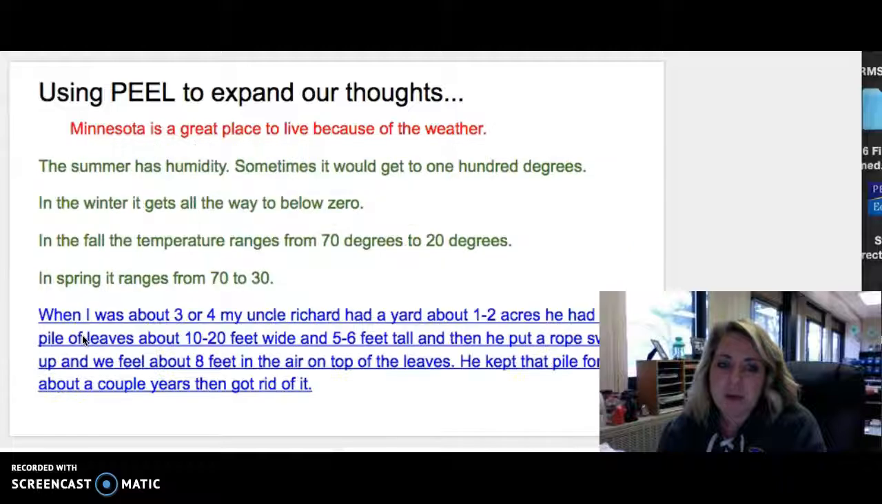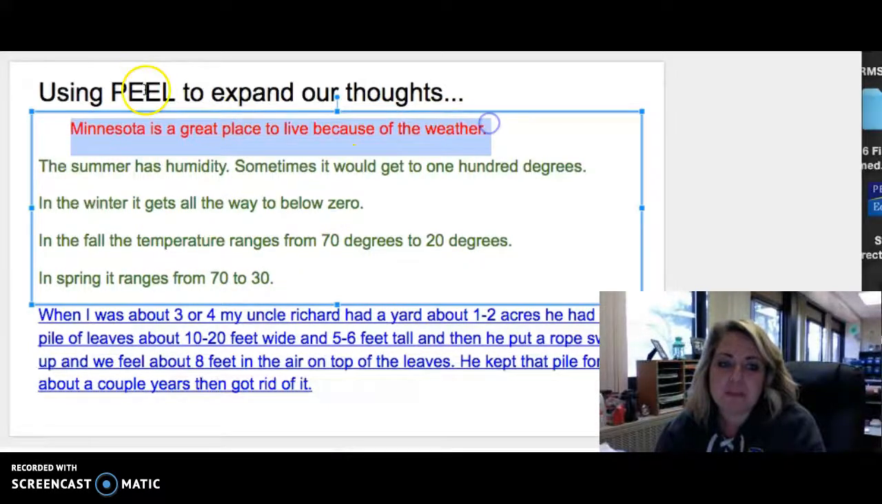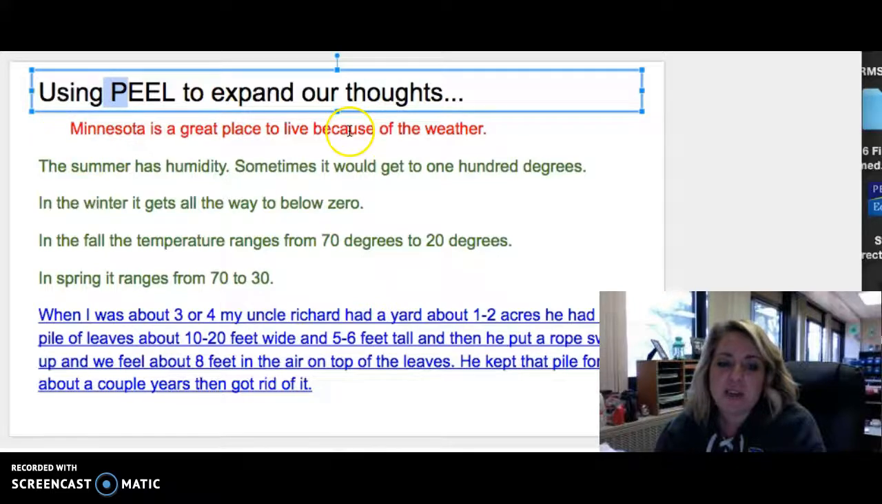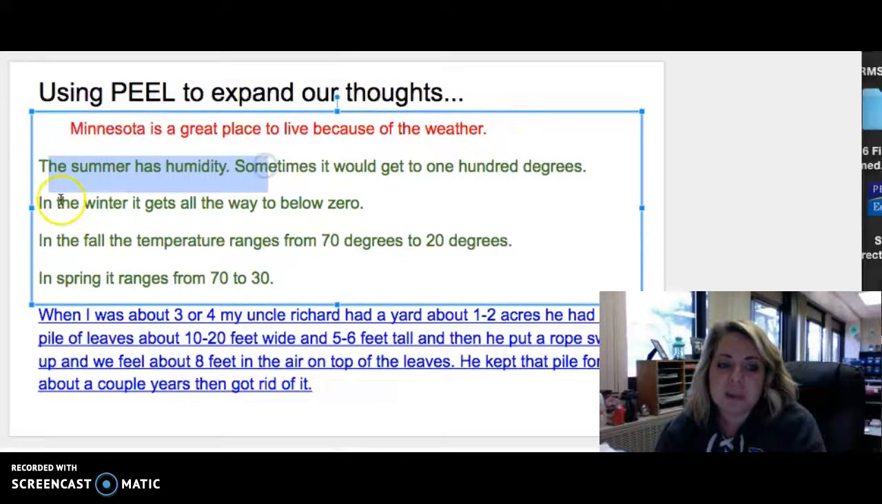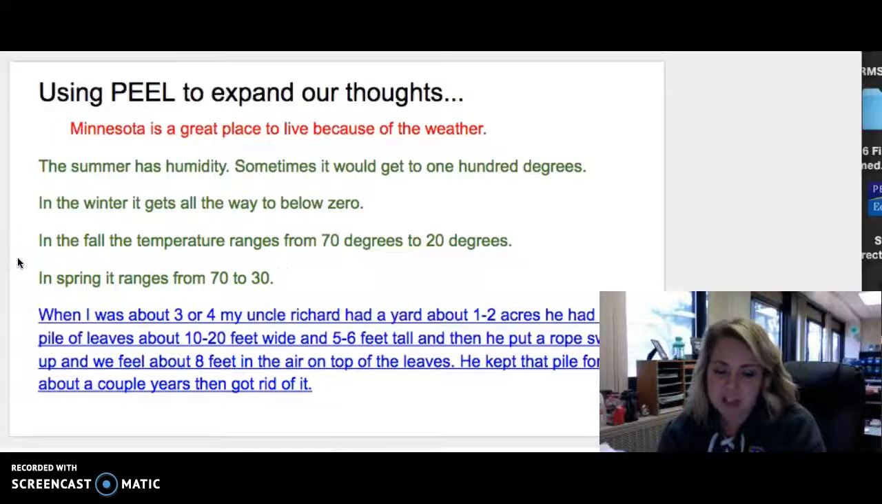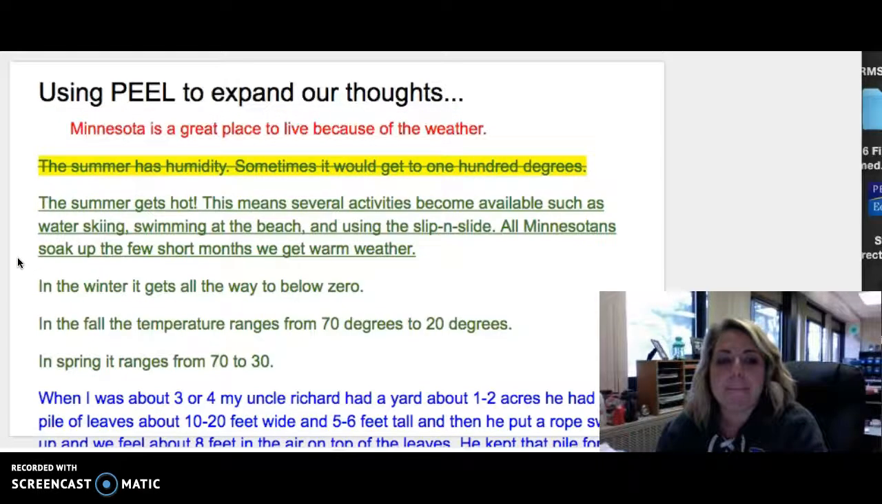So we're going to rearrange. Here we go. I broke the paragraph apart sentence by sentence or idea by idea. And so you'll see again, this is the first point, P for point. Minnesota is a great place to live because of the weather. All right. And then we have the stuff about summer, winter, fall, and spring. And then we have this random story. So we have different parts now that we need to play around with.